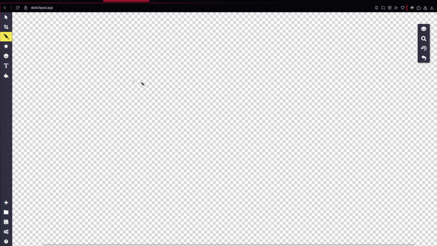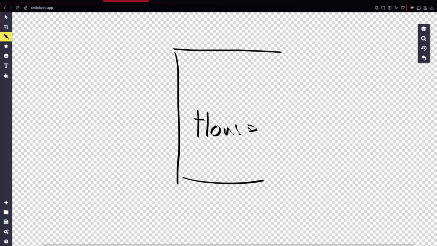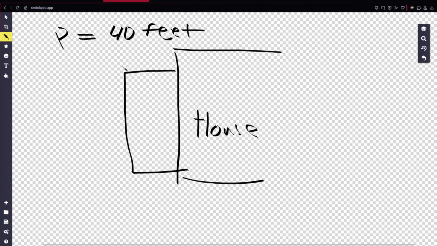So let's say, I could define it a bunch of different ways, but let's say you have a house here, and this is going to be your house. I'll label it house, and here we have a fence. Actually, let's probably make it like this. And let's say that the perimeter of the fence is set to 40 feet, which essentially means that you only have 40 feet of this outside material.